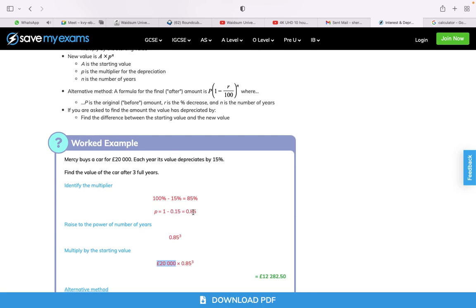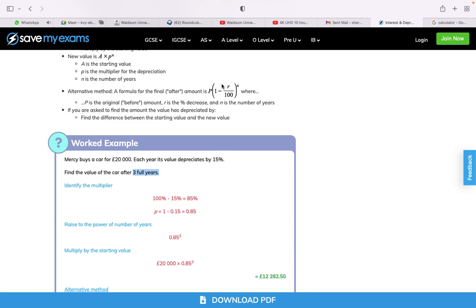1 minus 0.15, you get 0.85, right? Meaning what we have here now is 0.85. So 0.85 to the power of n, because you've evaluated what is inside the bracket. Since you've evaluated what is here, you raise it to power n. So 1 minus 0.15, which is 0.85, is raised to the power of n. n is 3 years, because they say find the value after 3 full years. So n is 3, and you say 0.85 to the power of 3.